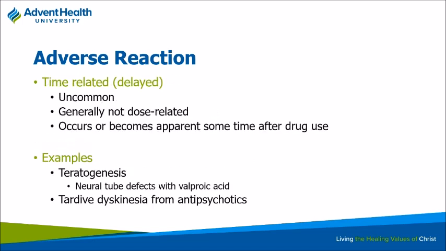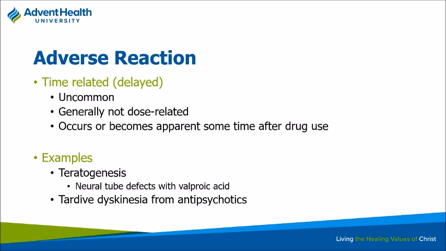We have some that are just time related. Again, these are uncommon and generally not related to the dose the patient is receiving, but they only become really apparent after a patient has been on the drug for a really long period of time. A good example of this would be teratogenesis. Anyone know what that means? Basically birth defects that we're causing based on drug exposure.